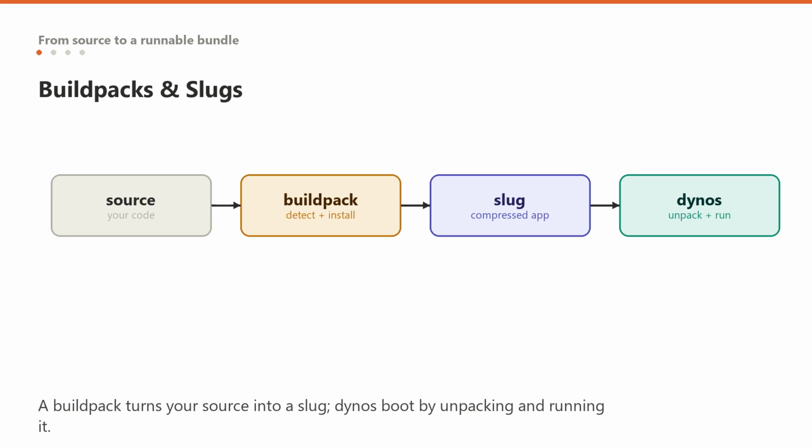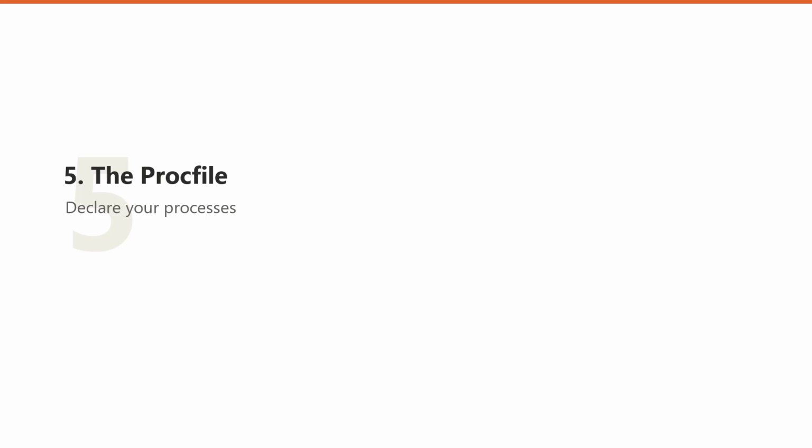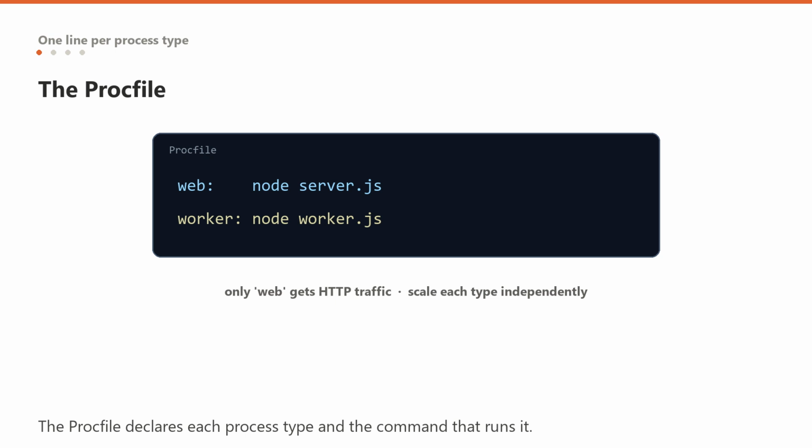Heroku provides official buildpacks for all the major languages. Concept 5. The Procfile. How does Heroku know what to run? Through a small text file called the Procfile, which lives in your project's root. Each line declares a process type and the exact command that starts it.